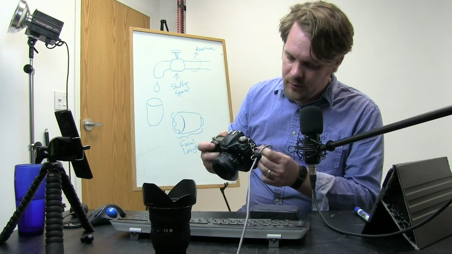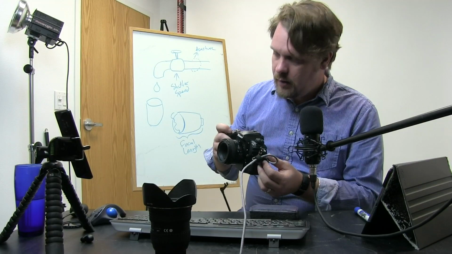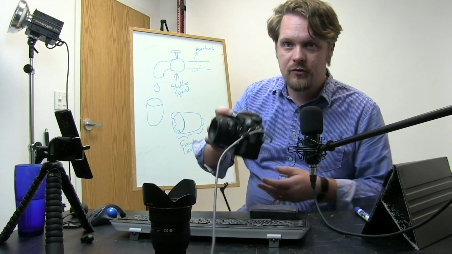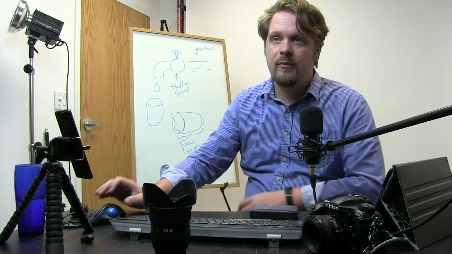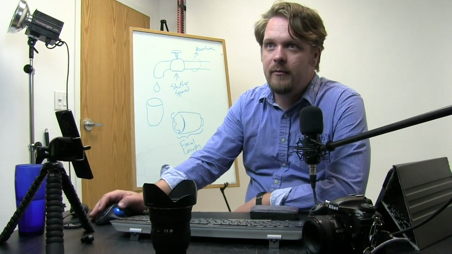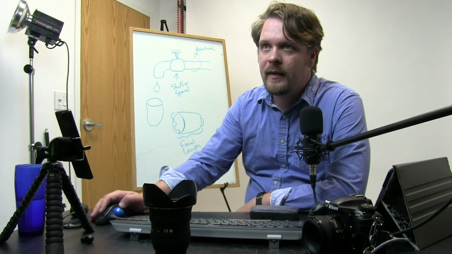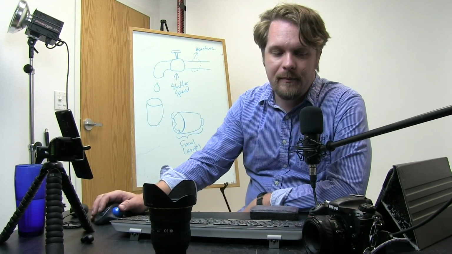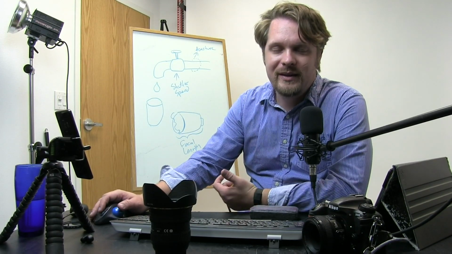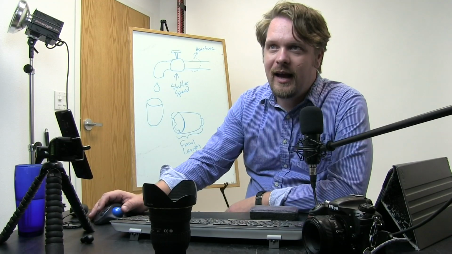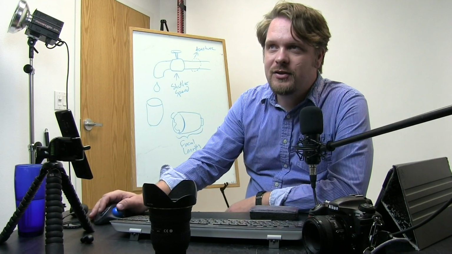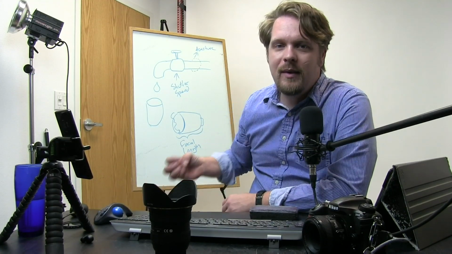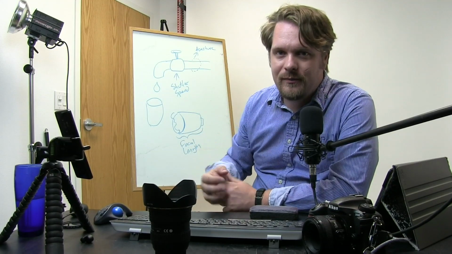So those are two of the three controls for being in manual mode on your camera. The third is a little tricky, and it's a little harder to think about, and it's a control called ISO. And ISO relates to, think about it as the water pressure.